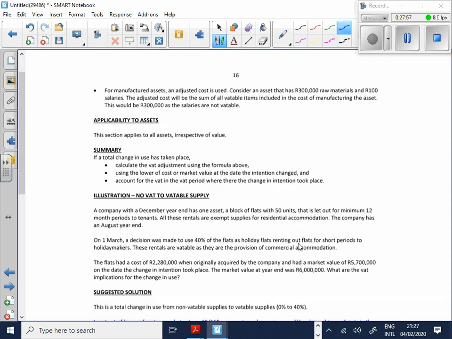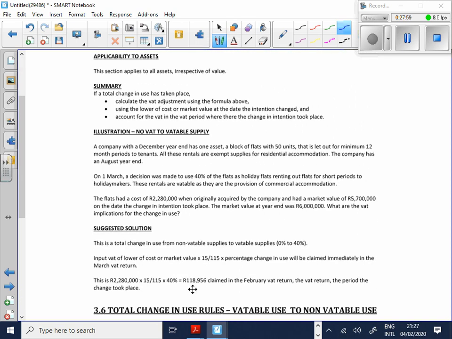Okay. So, illustration. A company with a December year-end only has one asset, a block of flats with 50 units that are let out for a minimum 12-month period to tenants. All these rentals are exempt supplies for residential accommodation. The company has an August year-end.